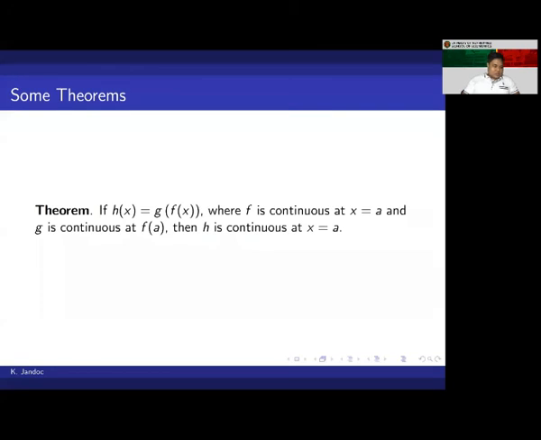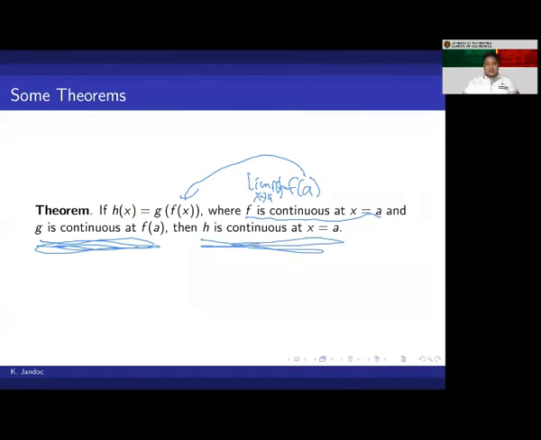Here we have a composite function. h of x is defined by putting f of x into the function g. So h of x is a composite function. We have that f is continuous at x equals a, which means that the limit as x approaches a of f of x is equal to f of a. And g is continuous at f of a. If you put f of a into g, then it's continuous. Therefore h is also continuous at x equals a.